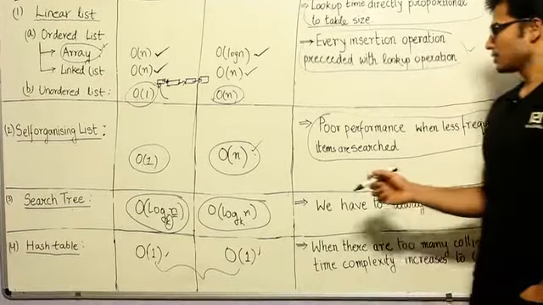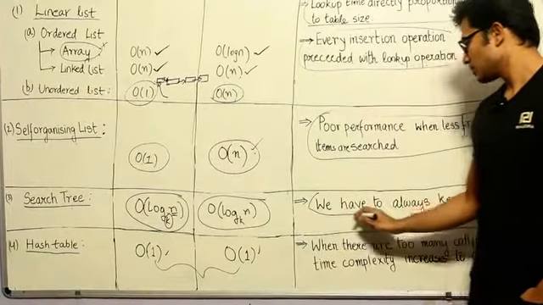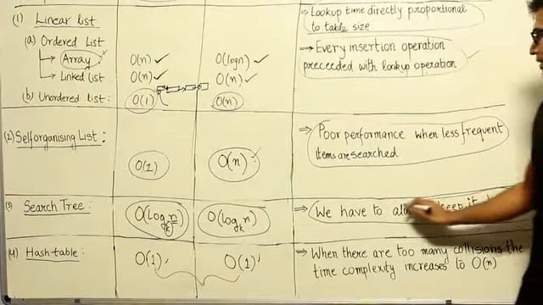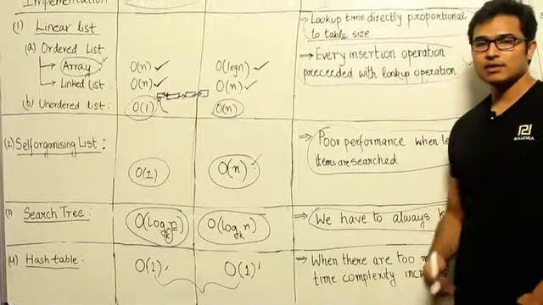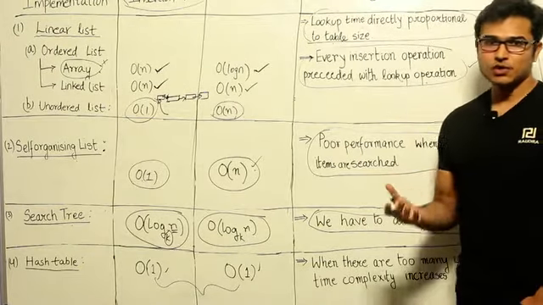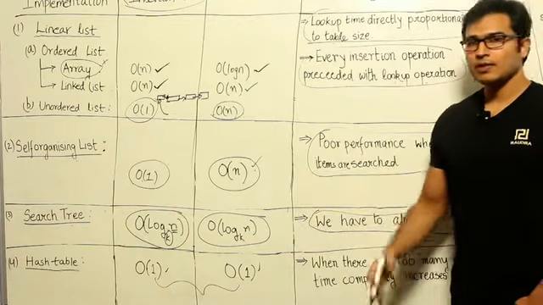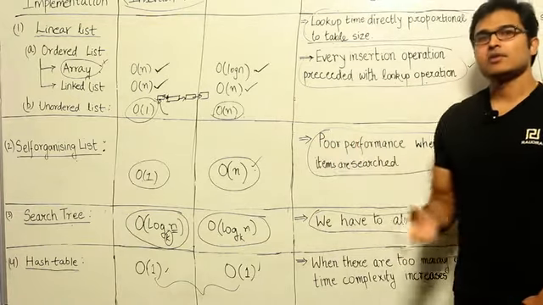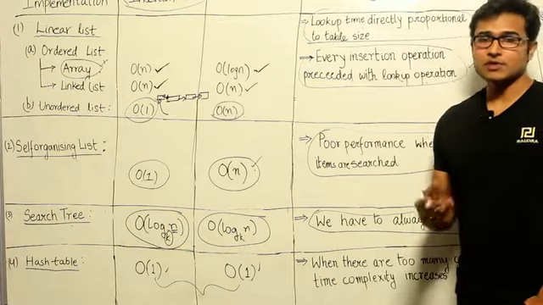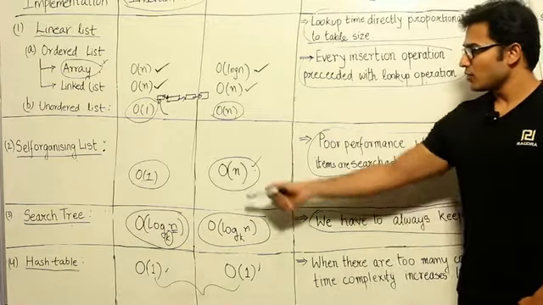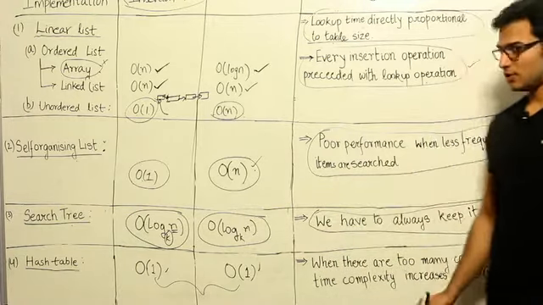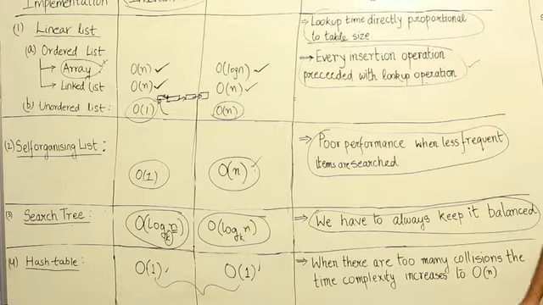Okay, and the next one is search trees, and in search trees we have to always keep it balanced. If you are not going to keep it balanced, then there is a problem called skewed trees. If the tree is going to grow only on one side, then the height of the tree will be proportional to the number of elements, which is nothing but n. Then instead of order of log n, we might get order of n. Therefore you have to always keep it balanced.